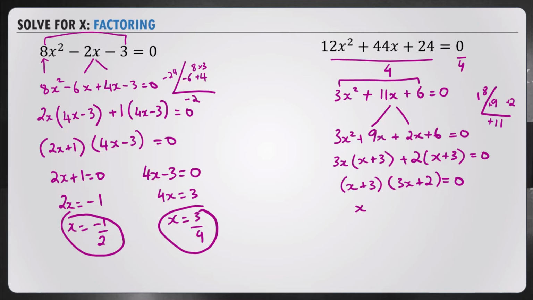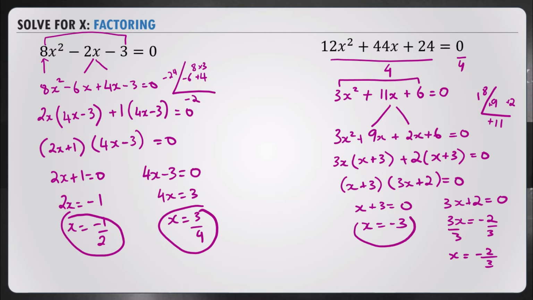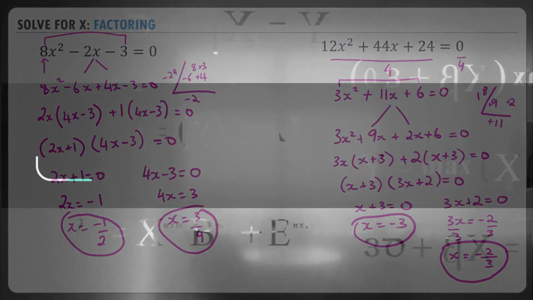Then x plus 3 is equal to 0, and 3x plus 2 is equal to 0. We have x is equal to negative 3, and 3x is equal to negative 2, so x is negative 2 over 3. So your solutions are x is equal to negative 3 and x is equal to negative 2 over 3. Let's practice some more.